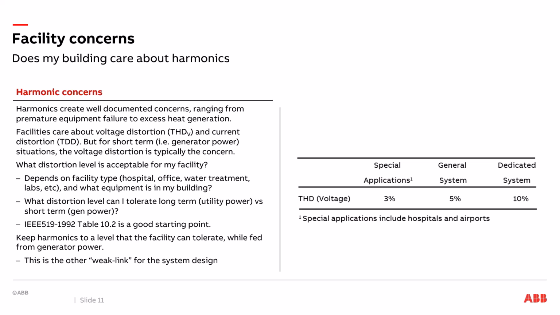Now, I mentioned weak link earlier. The facility is essentially one of those items I'm going to consider a weak link. You've got a generator and its requirements, and you've got a facility and its requirements. I want you to keep that in mind when we start talking about system design in a moment.